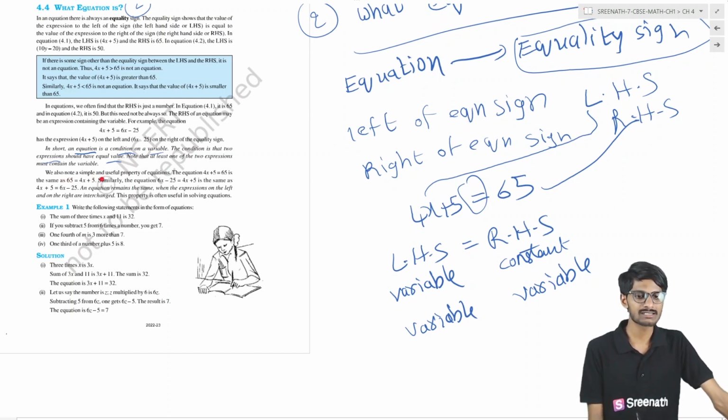So we also note a simple and useful property of equations. The equation 4x plus 5 is equal to 16 is the same as 16 equal to 4x plus 5. Similarly, the equation 6x minus 25 plus 4x equal to 5 is the same as 4x plus 5 minus 6. An equation remains the same when the expressions on the left and on the right are interchanged.